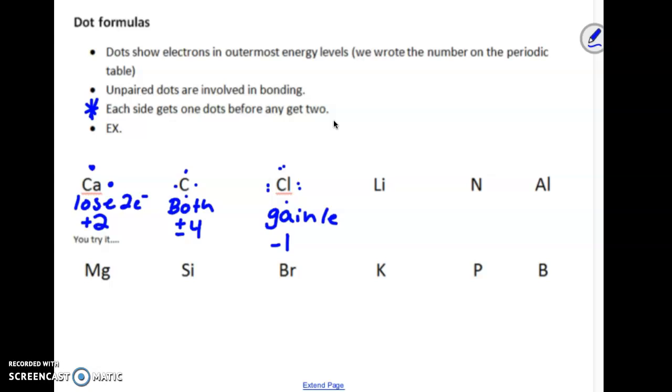And again, if you understood what I was saying before using the periodic table, this is just another way to explain why the valence electrons have to do with the charges. Lithium is in group number 1. It has 1 valence electron. It's going to lose it because it's closer to being empty than full, and it's going to have a +1 charge.